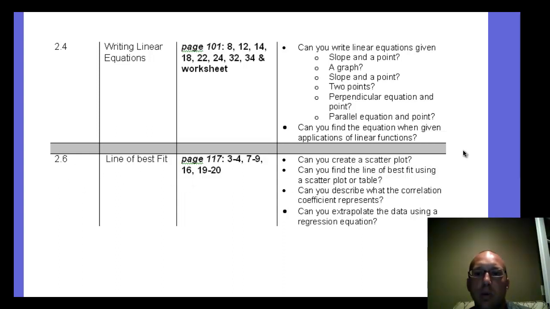So for this one, we're going to be able to create a scatter plot from data. And then we're going to take that scatter plot and fit a line to it. And then we're going to look at correlation. How does our line best describe, or how does it fit the data? And then we're hoping to extrapolate the data a little bit using our line of best fit.